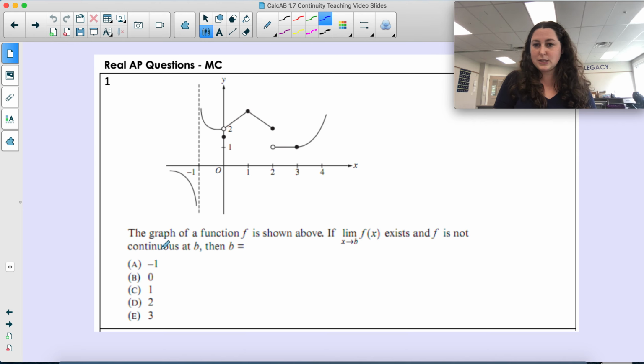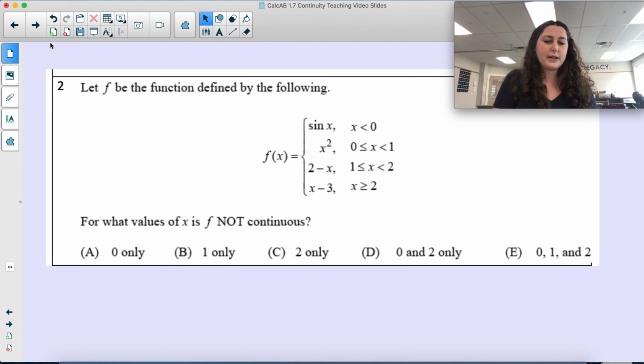-1. Well, the limit does not exist. 0. The limit exists, but the function is not continuous. So that is our answer. It's not continuous because the limit is 2, but the value of the function is like 1.5. All right. The other ones, let's see. 1 is continuous. 2, the limit does not exist. And 3 is continuous.